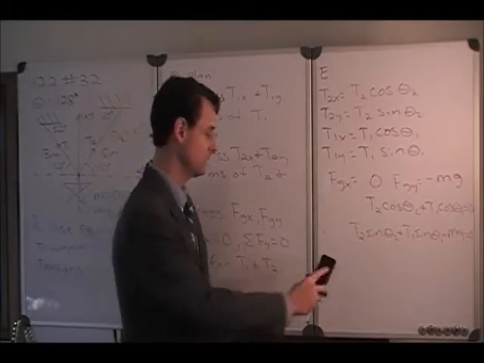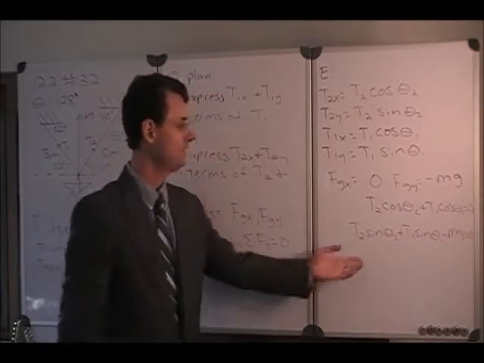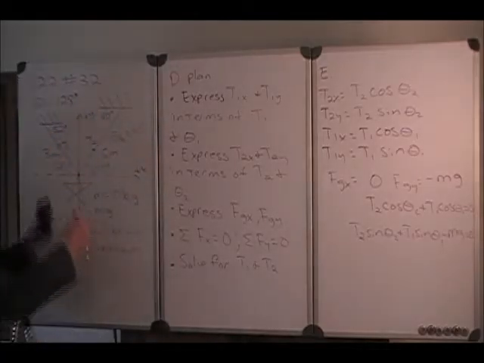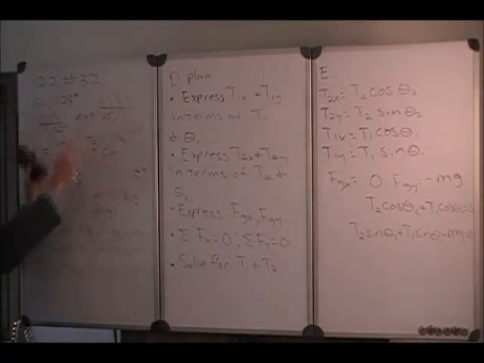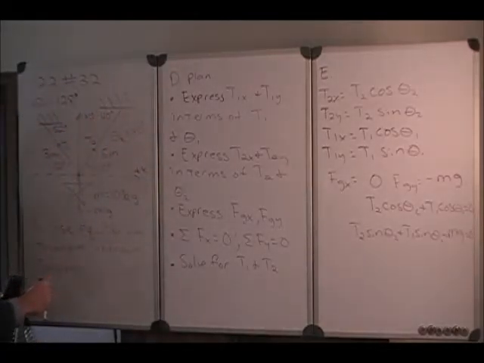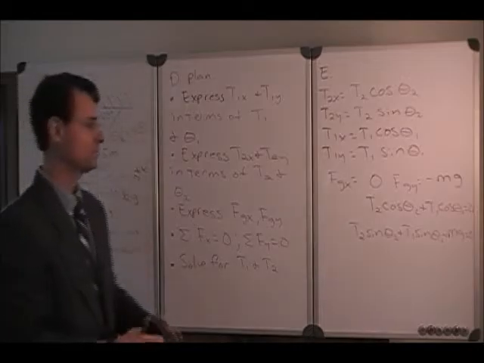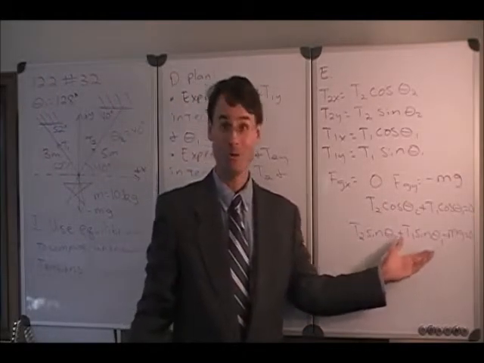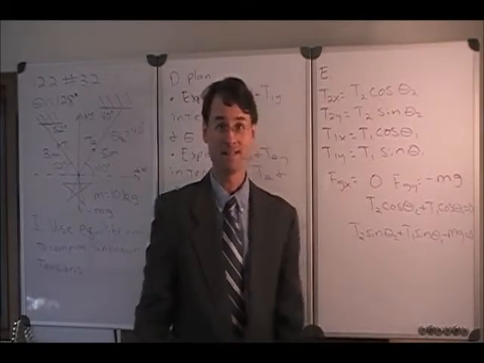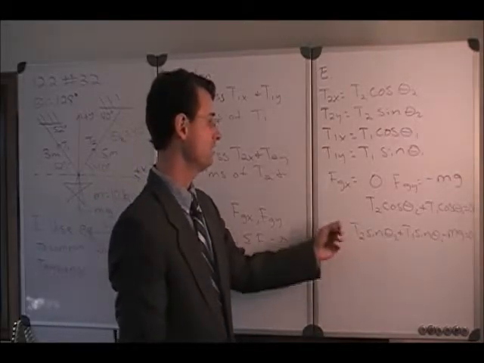In the y direction, both tensions are pulling upward, or positive y, and the gravity, minus mg, is pulling downward. So the upward tensions are holding the thing up and balancing the downward force of gravity.